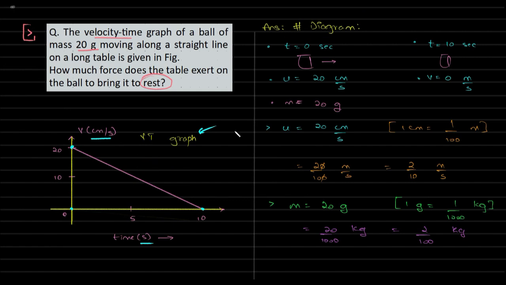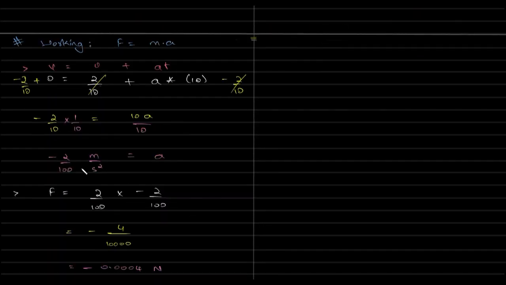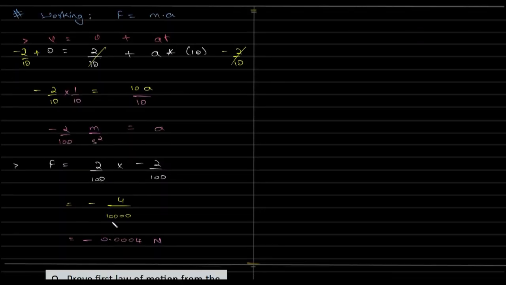Why negative? Because the force of friction is always opposite to that of motion. Here we are considering right as positive. The negative indicates that the force is to the left, and we can see even the acceleration was negative. So the direction of acceleration was also to the left. And this is your answer.